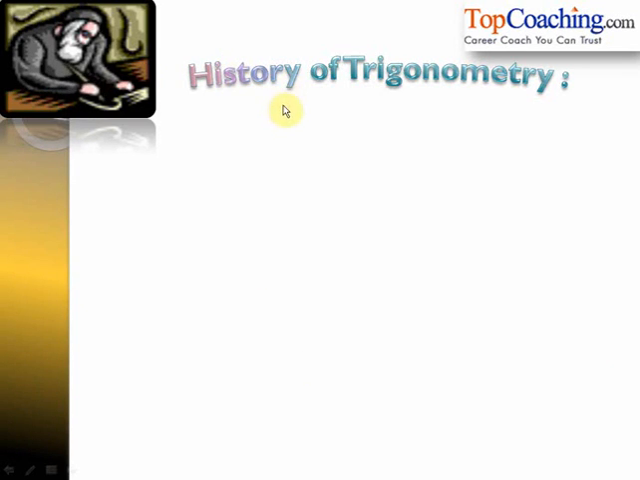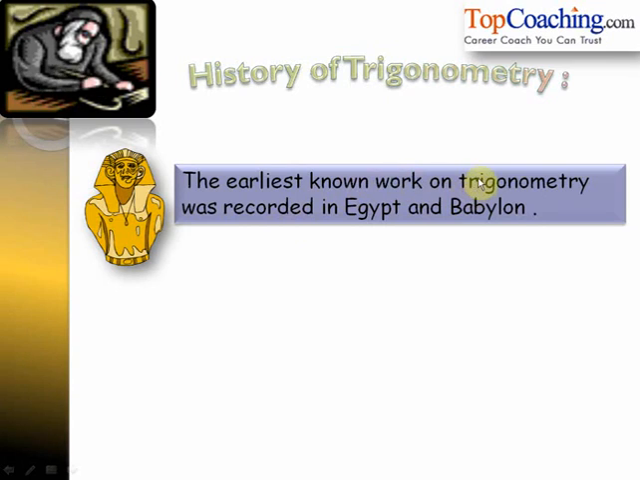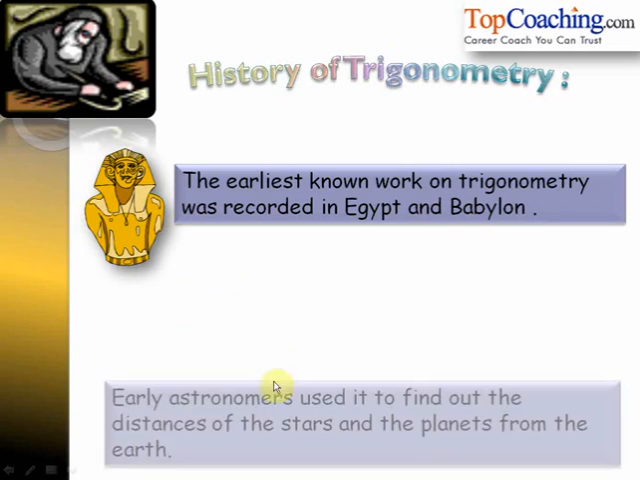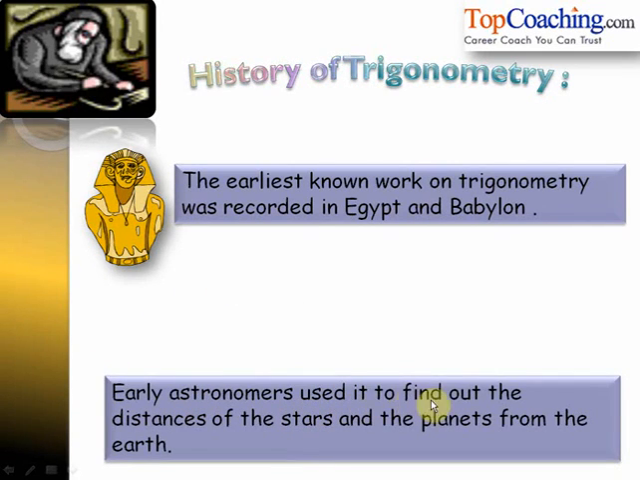Now let's look at a brief history of trigonometry. How did trigonometry evolve? The earliest known work on trigonometry was recorded in Egypt and Babylon. So Egyptians were the first to use trigonometry, and our historians have a record of that. Also, the early astronomers used it to find out the distances of the stars and planets. So astronomy used the tool of trigonometry to find out the distances of stars and planets from the earth. So what we can infer is trigonometry has its roots in mathematics from ancient times.